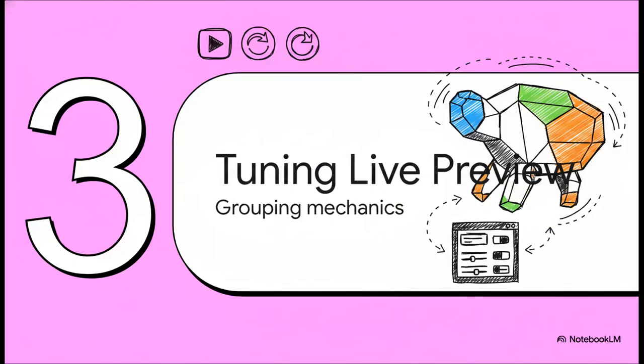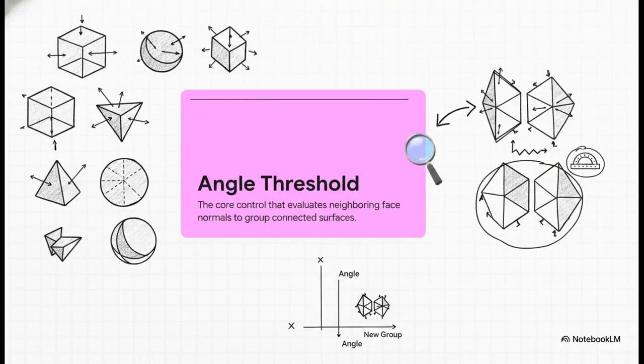Moving on to Section 3, Tuning with Live Preview, Controlling the Grouping Mechanics. One of the absolute best features of this add-on is the Live Preview. Turn it on, and the active mesh instantly recolors. But the core grouping control here, the magic behind it all, is the angle threshold.